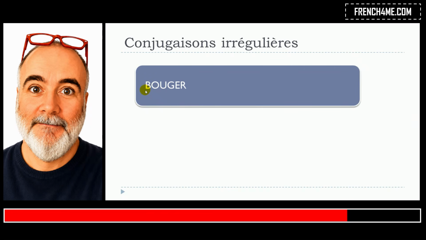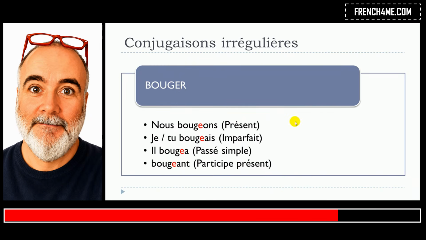I wanted to take a simple and useful verb, so it's bouger. Bouger is to move, okay? And then we will see that the tenses that will be affected by these modifications will be le présent, l'imparfait, and then le passé simple, okay? And then we'll have this participe présent form that will be also affected by that. Okay, but then when we're talking about le présent, actually the good news is that we'll have only one form that will be affected or modified, and this is the nous form.